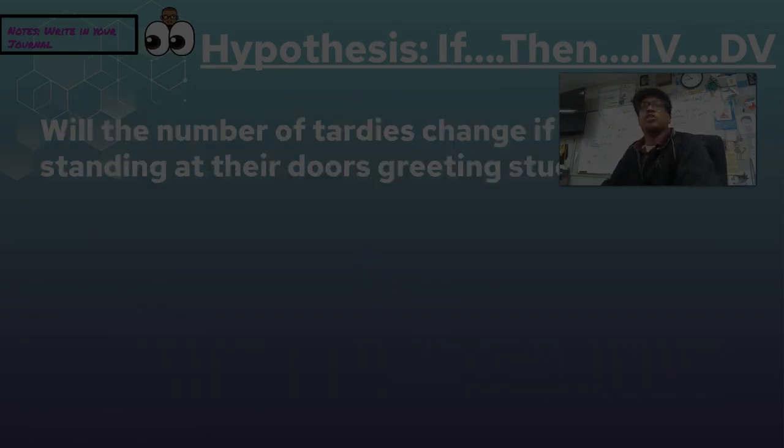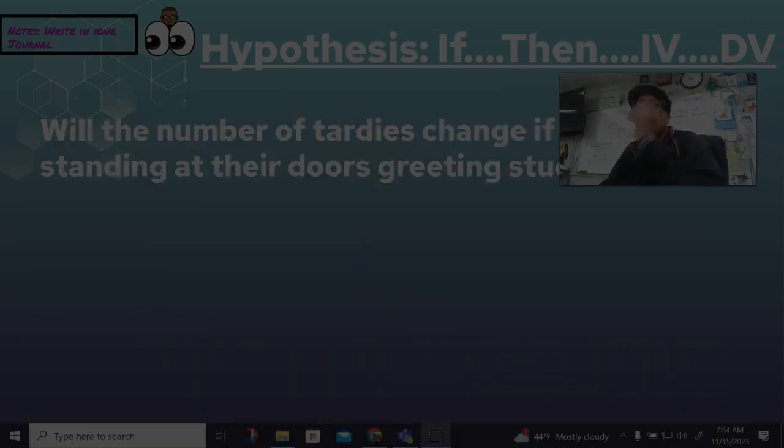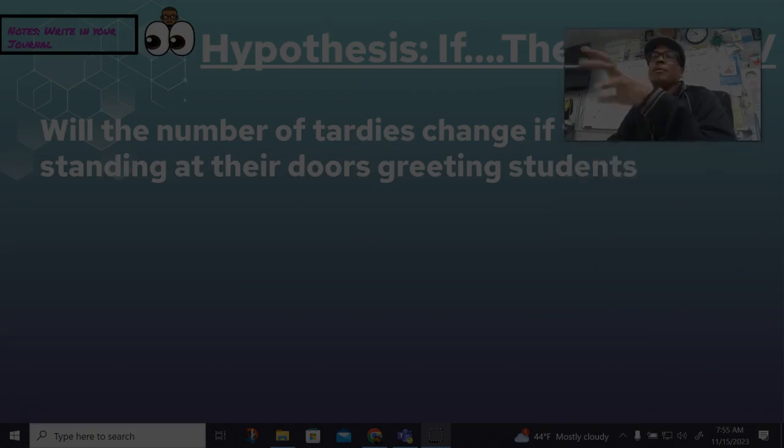All right, let's move on to the next one. This one I actually want you guys to try and do. Will the number of tardies change if teachers are standing at their doors greeting students? What would you say? What is the dependent variable in this case? What is the independent variable? Go with this. What is your claim? What is the dependent variable? What is the thing we're going to measure here?